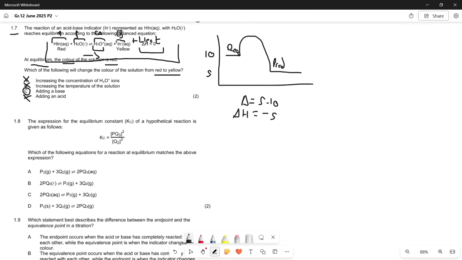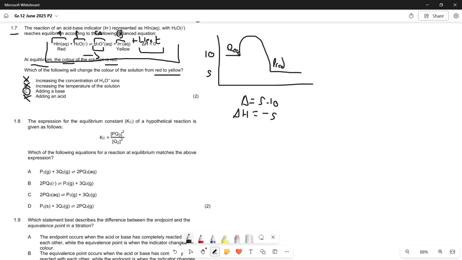Because if we add a base in this reaction that is currently at equilibrium, while the color of the solution is red, it means that there is a base for this acid to react with, and now they can react with each other, going from red to yellow, because now we can form the conjugate acid and the conjugate base.